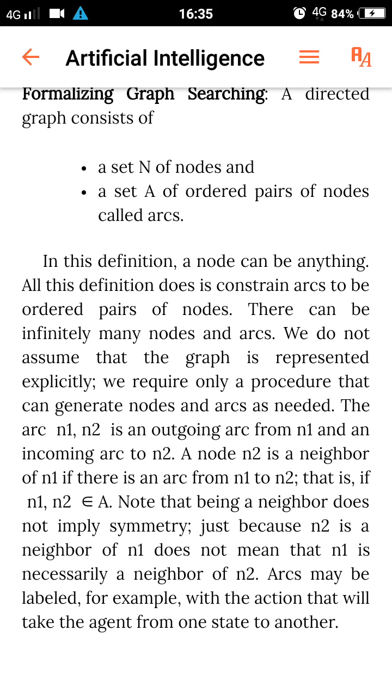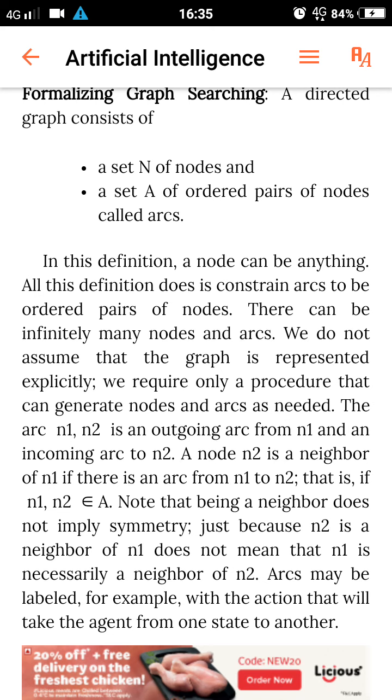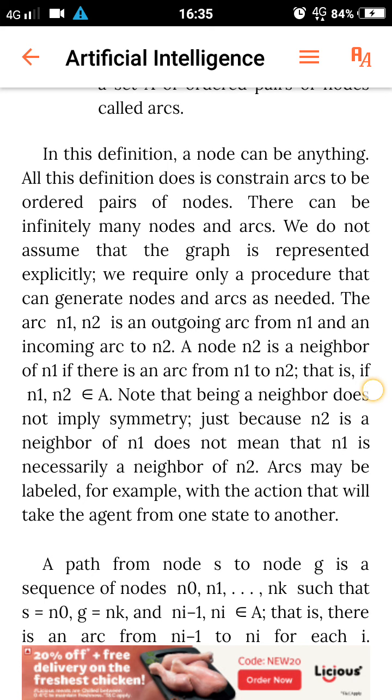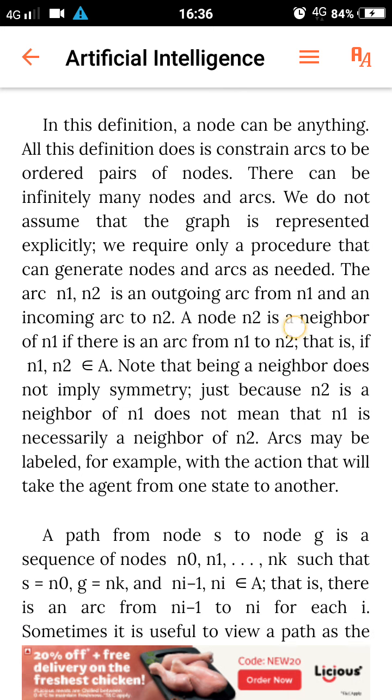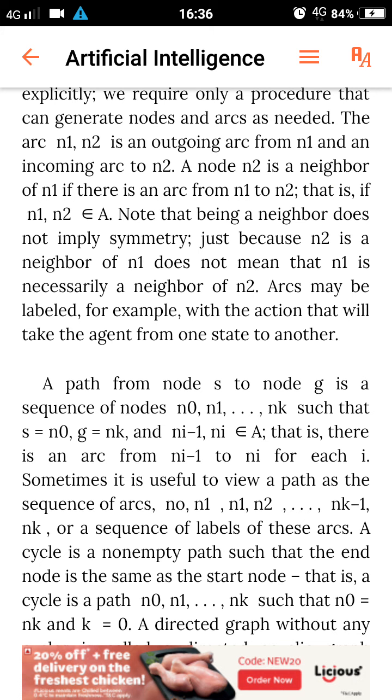We do not assume that the graph is represented explicitly. We require only a procedure that can generate the nodes and arcs as needed. The arc (n1, n2) is an outgoing arc from n1 and an incoming arc to n2. A node n2 is a neighbor of n1 if there is an arc from n1 to n2, that is, if (n1, n2) is an element of A.